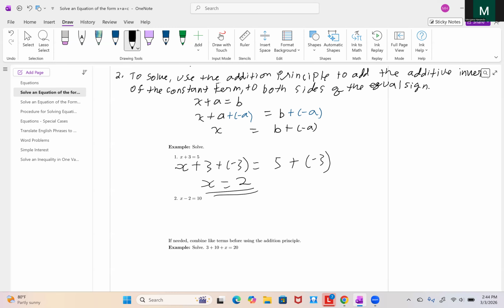Next example: x minus 2 is equal to 10. So we add the additive inverse of 2. We can change the minus sign into a plus and then do negative 2. The x minus 2 is the same as saying x plus negative 2 is equal to 10. Next, we add the additive inverse of negative 2 to both sides of the equal sign.